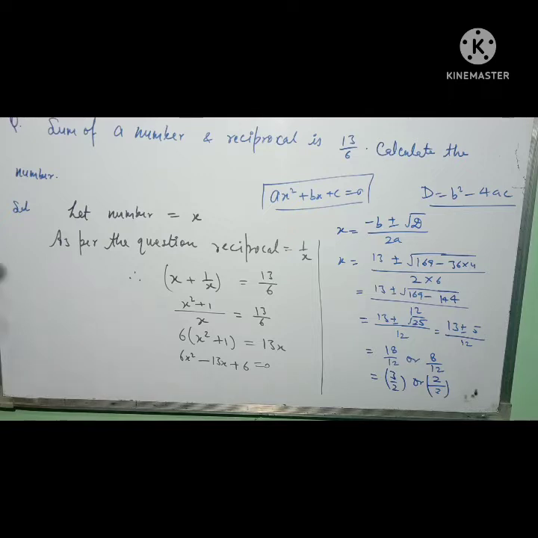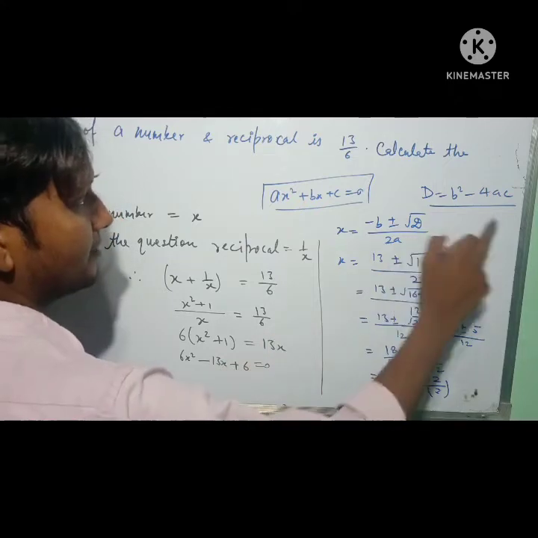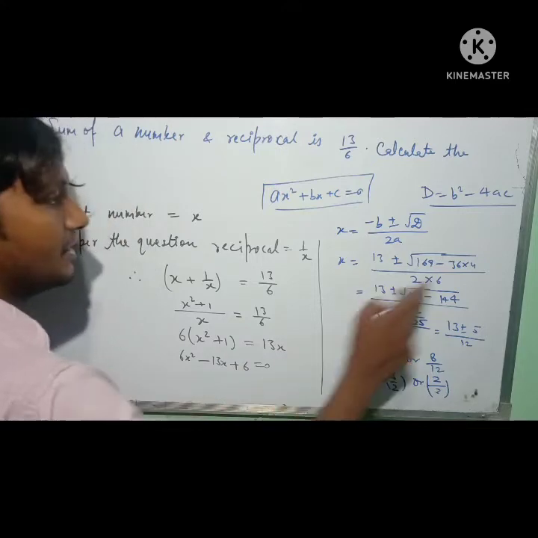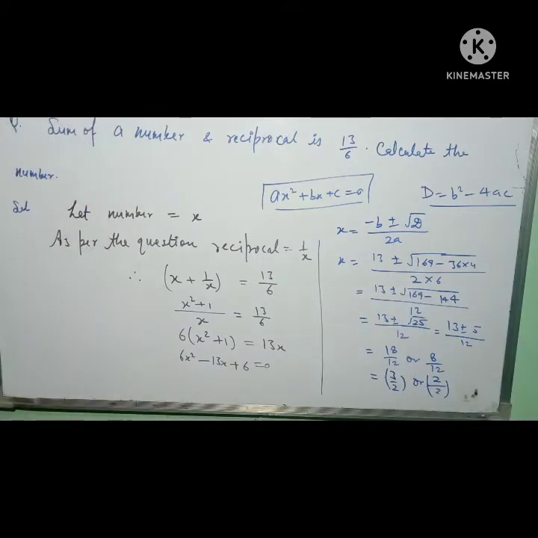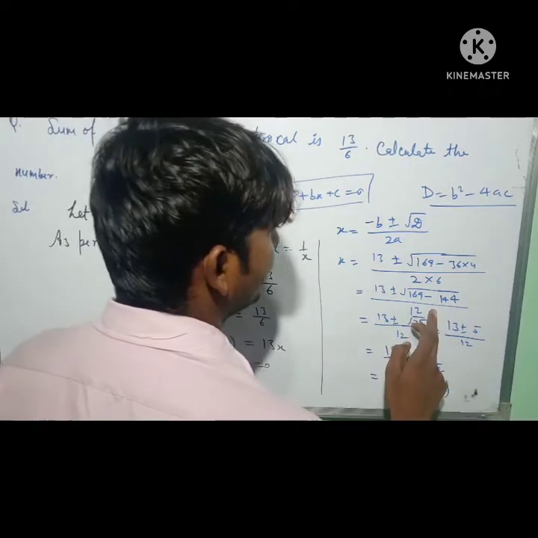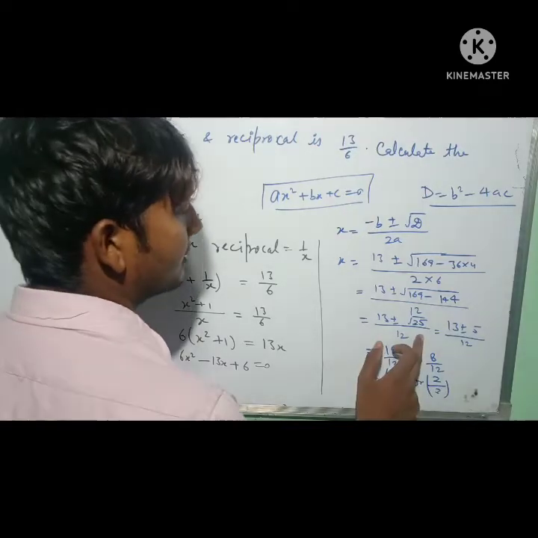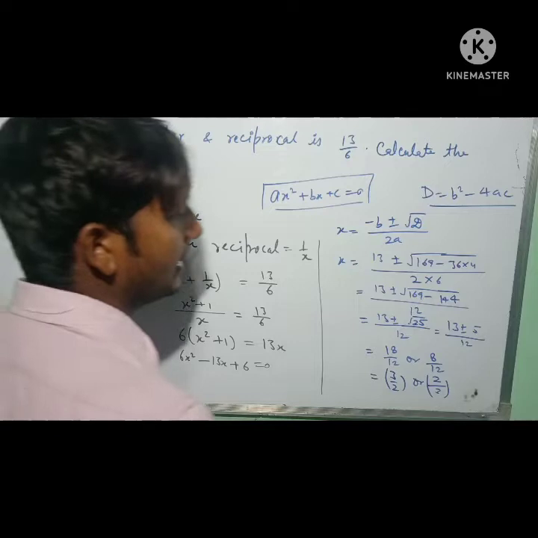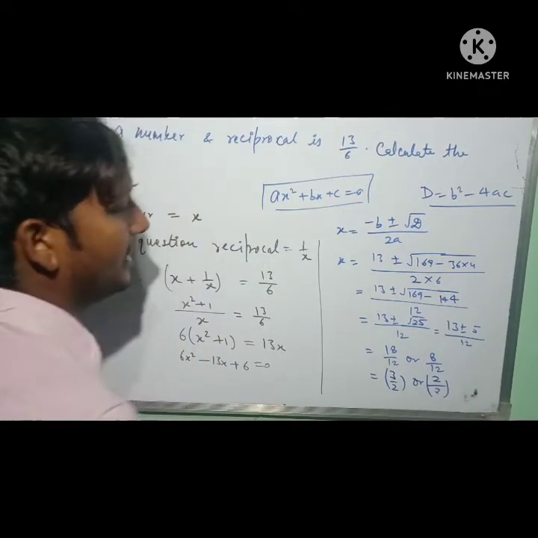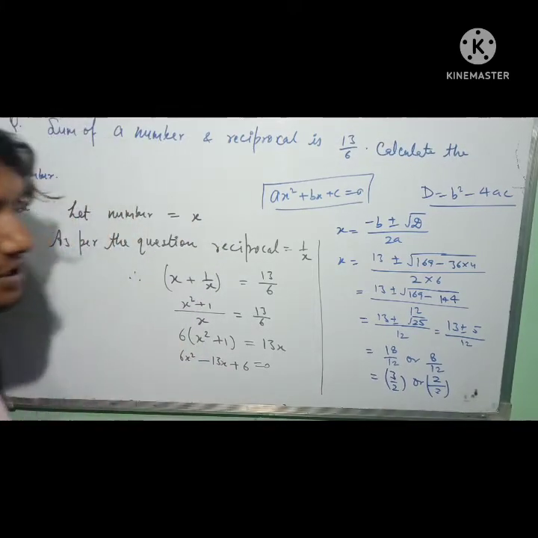here in place of minus b, it will be plus 13, plus minus under root b squared minus 4ac, meaning 13 squared minus 36 into 4. Finally you may calculate it. 13 plus minus under root 169 minus 144 upon 12 would be equal to 13 plus minus under root 25 upon 12. 13 plus minus 5 upon 12. In this way 18 upon 12 or 8 upon 12. Solving, 3 upon 2 or 2 upon 3 is our answer.